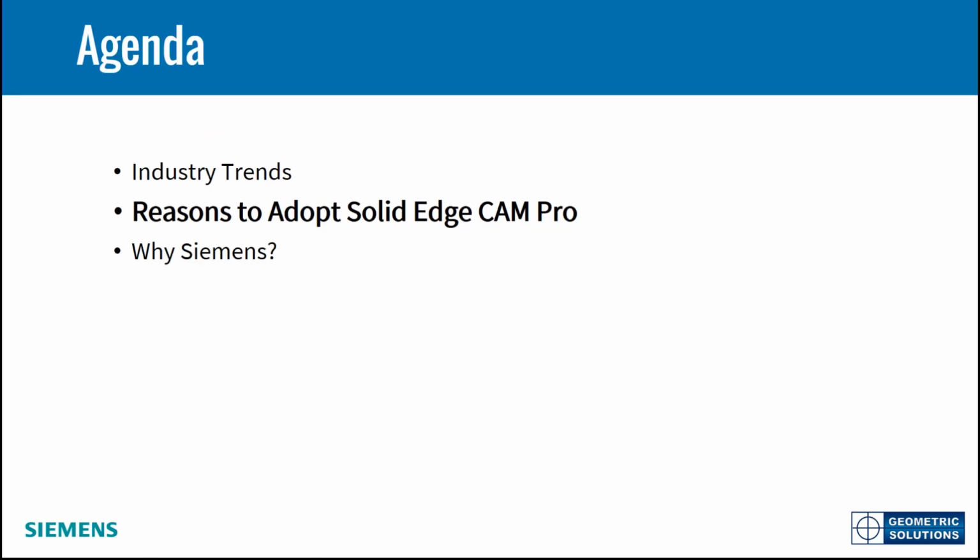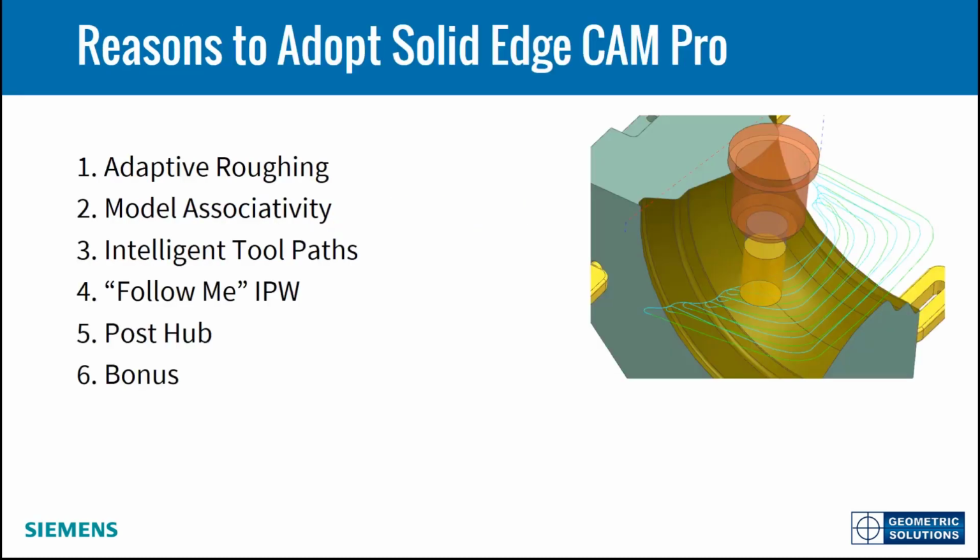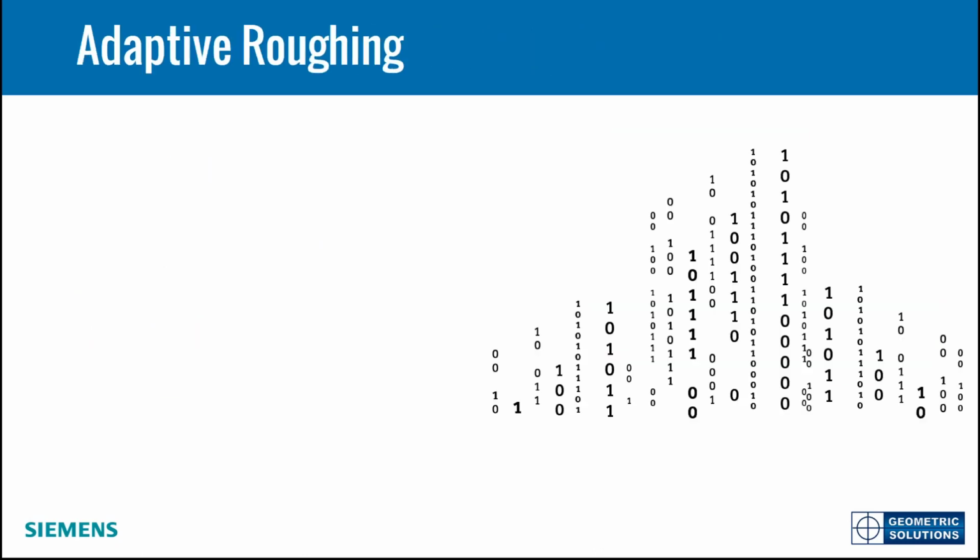Let's next talk about reasons why you might want to consider Solid Edge CAM Pro. Now there's 5 reasons and a bonus. So the 5 reasons are adaptive roughing, model associativity, intelligent toolpaths, something we like to call Follow Me IPW, which is Follow Me In-Process Workpiece, Post Hub, and then there's a bonus. Now Post Hub, it's new, it's cutting edge. I think you're going to like it.